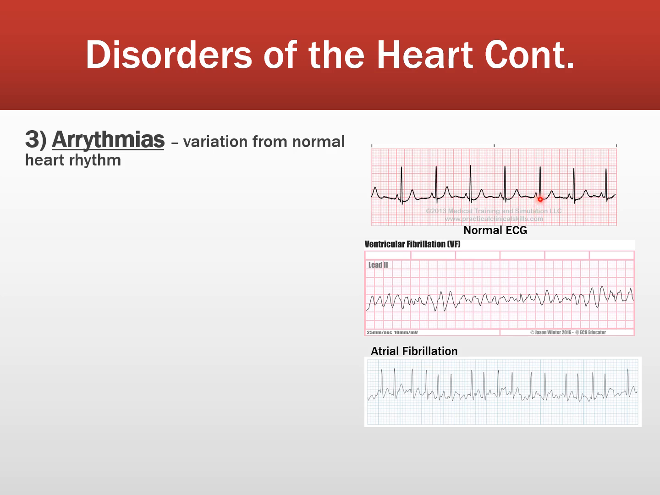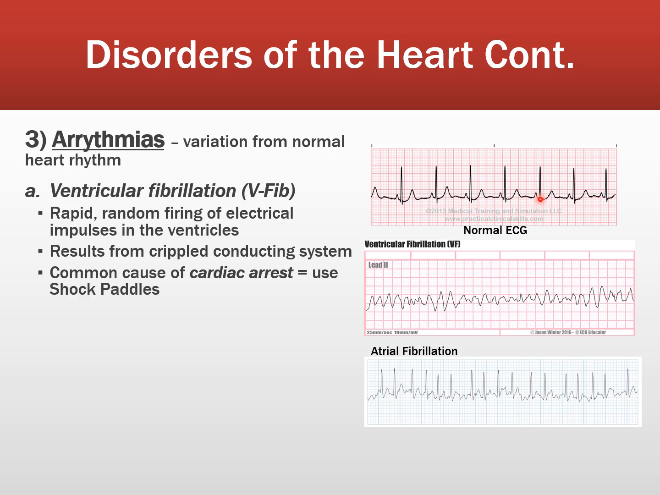So if you have an arrhythmia, that's going to not be normal, not a normal rhythm. Okay, so there's a couple different types of arrhythmias. And ventricular fibrillation is one, or VFib. A lot of times you hear this on the medical shows where the patient goes into VFib. Essentially what is happening is there's random firing in the ventricles. Okay, so it's not a normal firing, it's not in a rhythm. And essentially, you get a crippled conducting system.